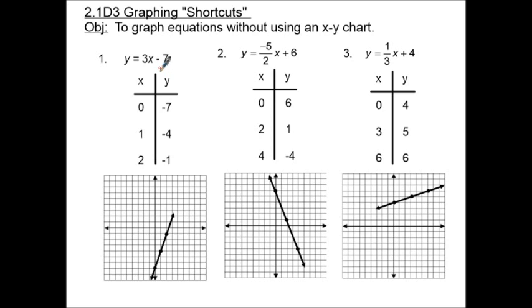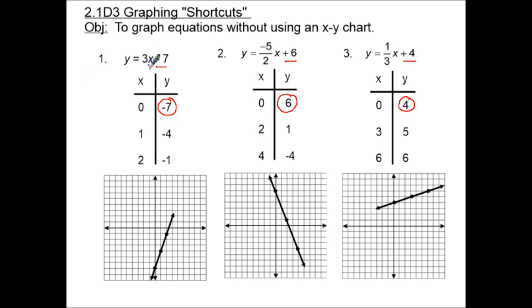For instance, this guy's got a minus 7 here in the equation. Well, if I look next to my 0 in this guy, he's also got a minus 7. I see a positive 6 right here in this equation, and paired up with a 0, I see a positive 6. Positive 4 here in this equation, paired up with a 0 is a positive 4. Hopefully that wasn't too groundbreaking for you, but here we go.